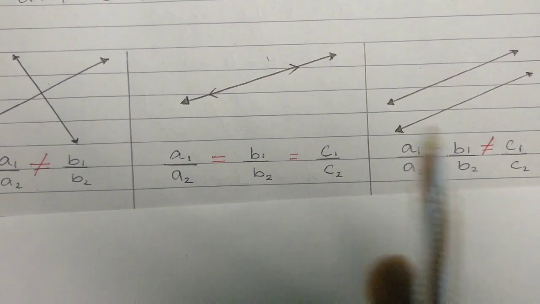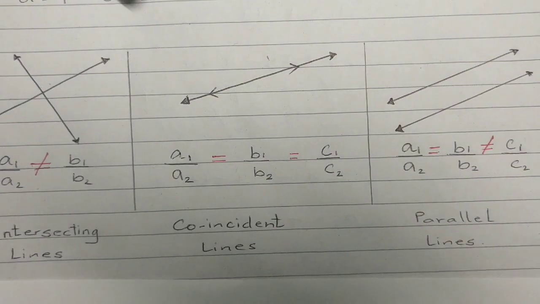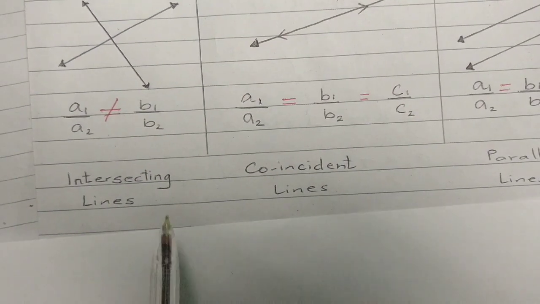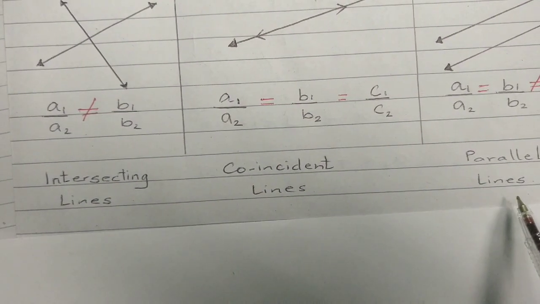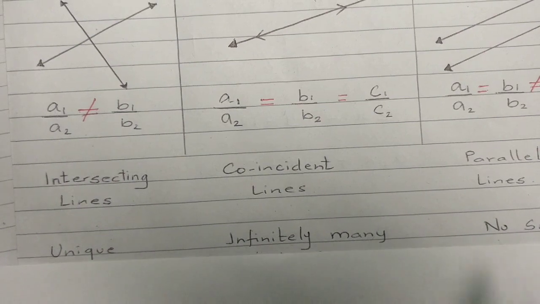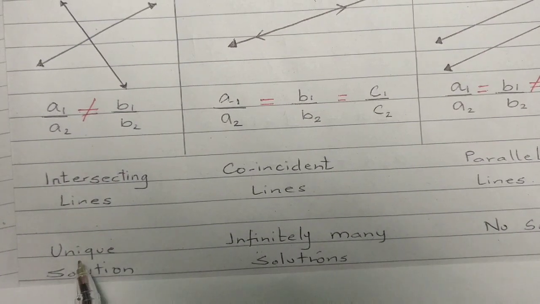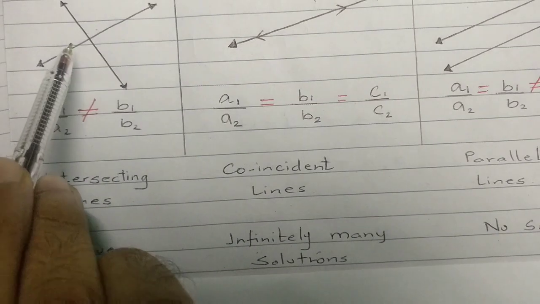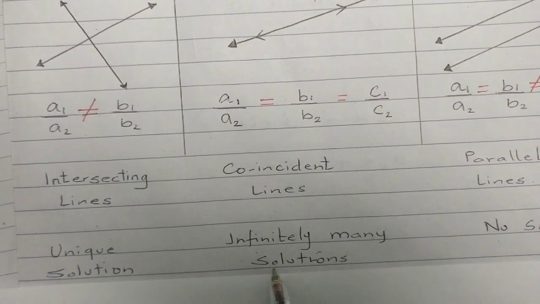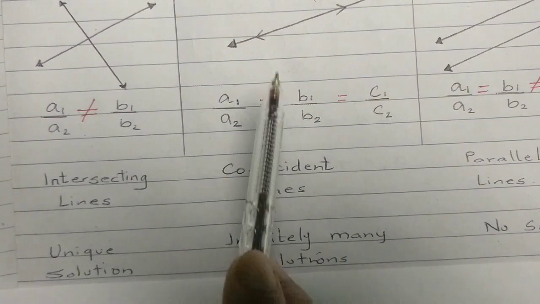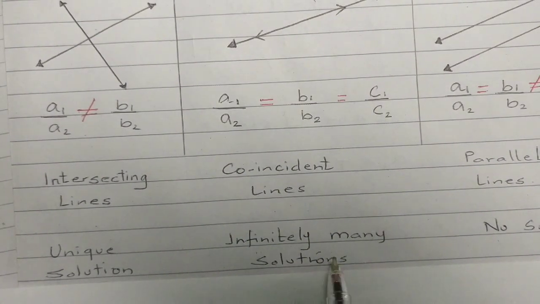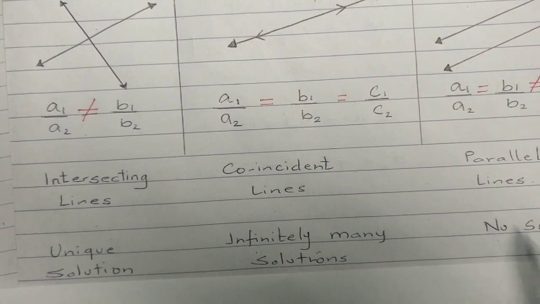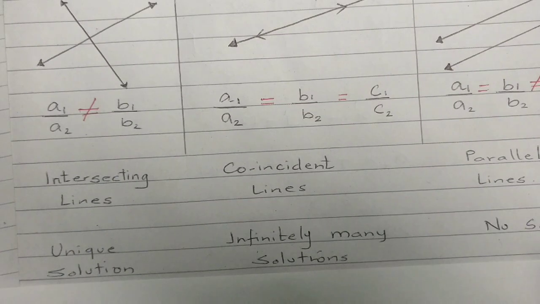Intersecting, already over here. So if you can see, intersecting lines give a unique solution, which means you will get only one solution. Coincident lines give infinitely many solutions. Since the points are exactly on top of each other, I will get a number of solutions for it. And parallel lines give no solution, because these lines are not going to meet each other.